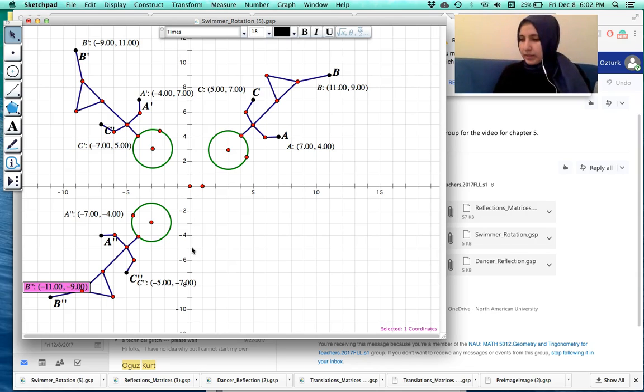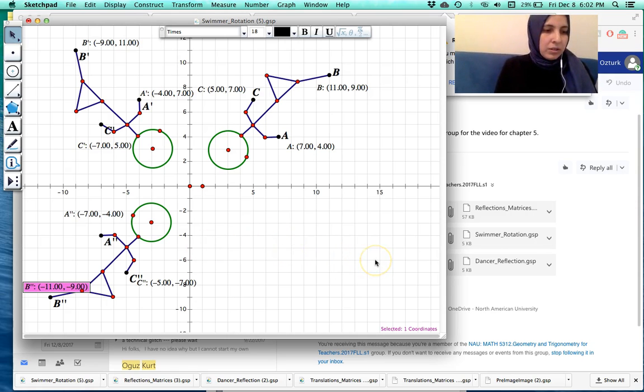Question 28. Describe a rule that you could apply to the coordinates of points A, B, C, for example, that would result in the coordinates of the corresponding image points.